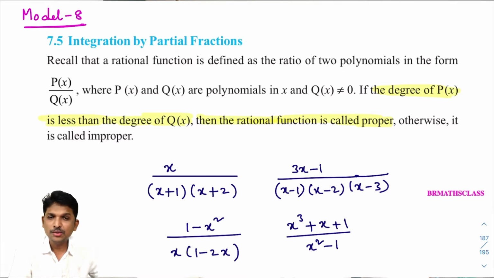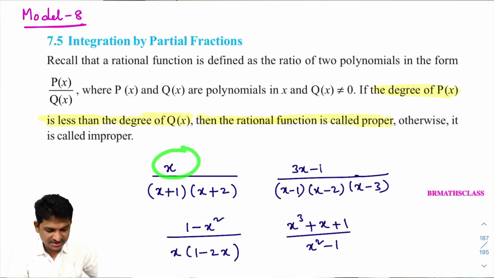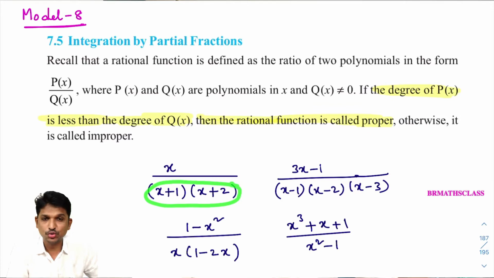For a polynomial function, you can easily identify the degree. Look at this example. What is the degree of the numerator? This is a linear function whose degree is 1. Okay, you observe this denominator. What is the degree of this polynomial function? When I multiply these 2 things, I will get a quadratic expression. x square will be there. That means the degree of this expression is 2.